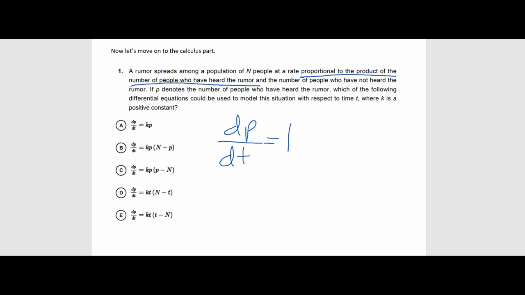And first of all, I can put my k here because I know that's the constant of proportionality. So the product of the number of people who have heard the rumor, well, the number of people that have heard the rumor, that's P, right? So k times P times, because it's a product, the number of people who have not heard the rumor. Well, if P is the number of people that have heard the rumor, and n is the total population, what's an expression for the number of people who have not heard the rumor? Well, that would be n minus P.